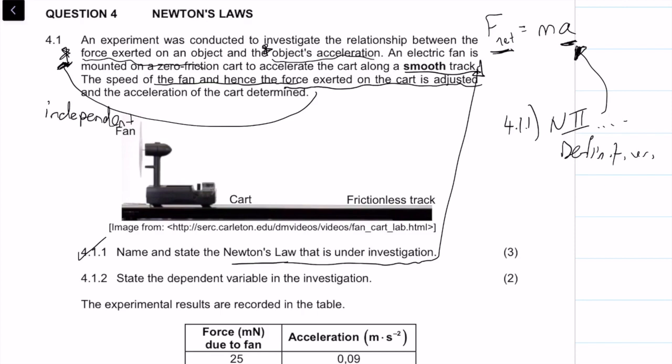Okay, so the acceleration of the cart is to be determined. That's the characteristic that's under investigation, and that's the one that the force will affect. So the dependent variable would be the acceleration. The acceleration is the variable that changes as a result of the force.